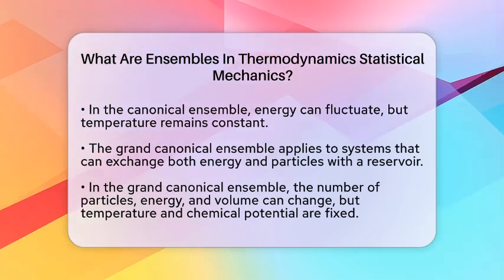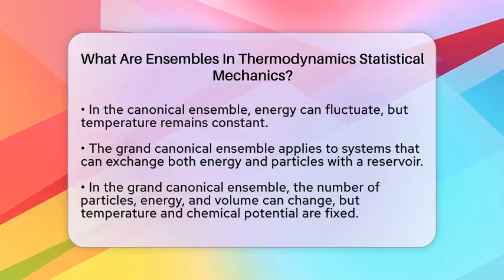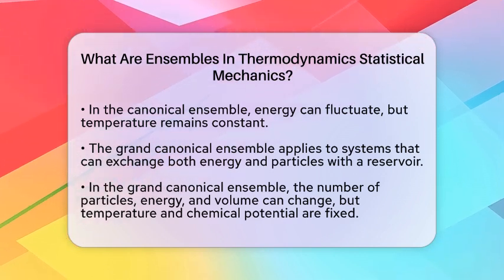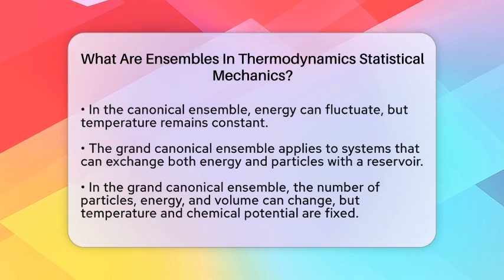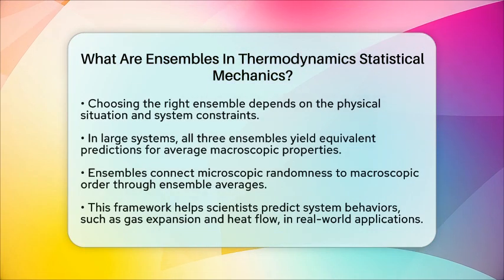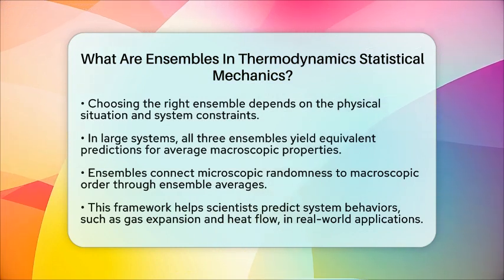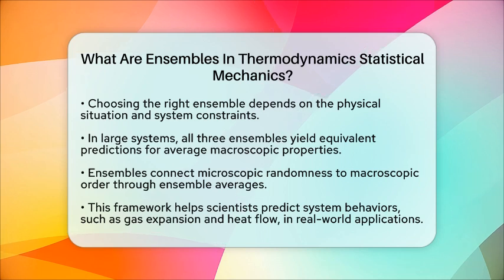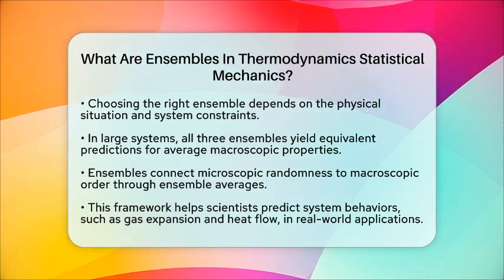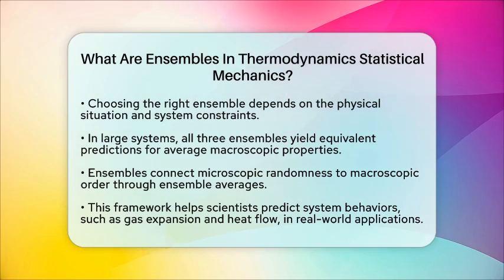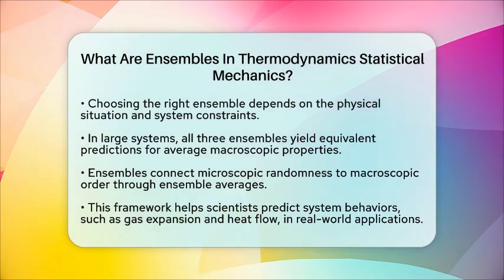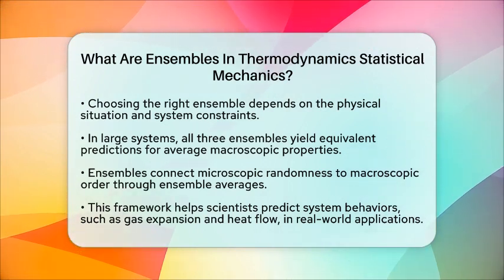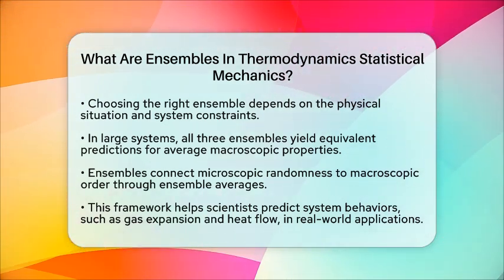Choosing the right ensemble depends on the physical situation and the constraints on the system. However, in very large systems, all three ensembles provide equivalent predictions for average macroscopic properties. The concept of ensembles is essential because it connects the randomness of microscopic behavior with the order we see at the macroscopic level. By calculating ensemble averages, which are the weighted averages of properties over all possible states, statistical mechanics links particle behavior to thermodynamic quantities like entropy and spontaneous processes.